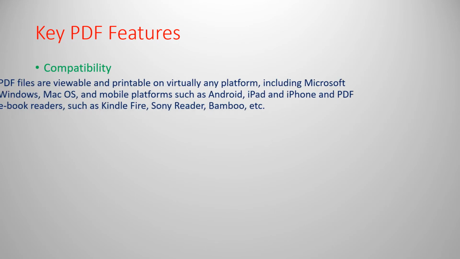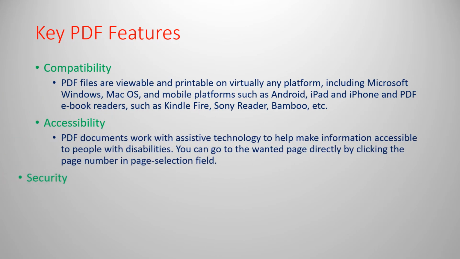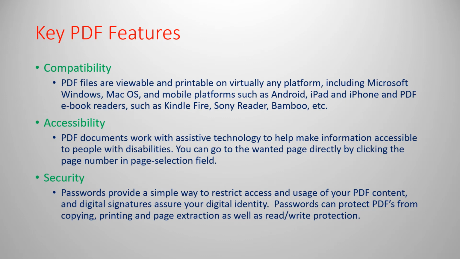So there are a number of key features of PDF files that are notable. First one is compatibility. PDF files are viewable and printable on today virtually any platform. Of course, that includes Windows and Macs, but also Android, other Apple products, and even ebook readers such as Kindle, Sony, and so forth. Accessibility has to do with assistive technologies for people with disabilities. That particular feature is one of the more advanced features in the Adobe Acrobat DC Pro, as we'll see later.